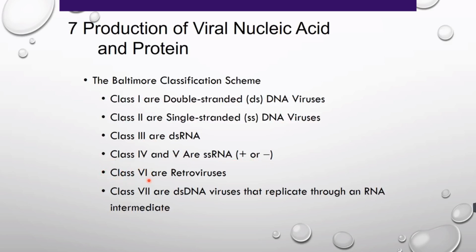Class 6 viruses tend to be retroviruses, and Class 7 are the double-stranded viruses that replicate through an RNA intermediate. And unfortunately, we don't have time to go through Class 7. Class 7 are another type of retrovirus.